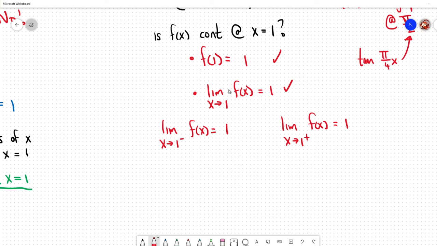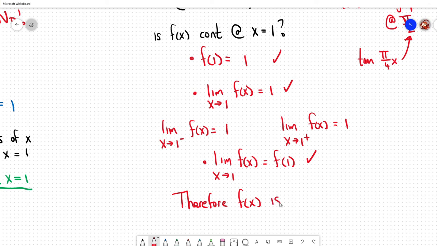So now, do these two pieces match? That's my third condition. And the answer is yes, because they both are yielding 1. So the limit as x approaches 1 of f of x does in fact equal f of 1. So all three parts have been met. Therefore, f of x is continuous at x equals 1.